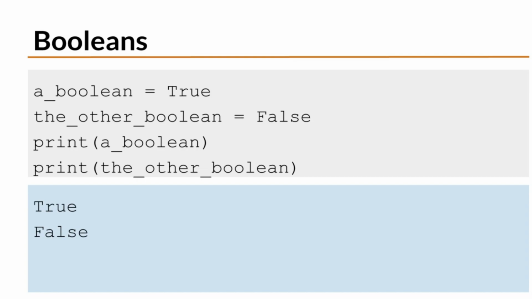In this sample code on your screen, the first line starts with a variable named a_Boolean, and it's assigned the Boolean value of true. The second line and the second variable, the other Boolean, is assigned the Boolean value of false. Next, we print the first variable, a Boolean, and next we print the other Boolean variable. The output is displayed at the bottom of your screen. The output in this case is true, followed by false.